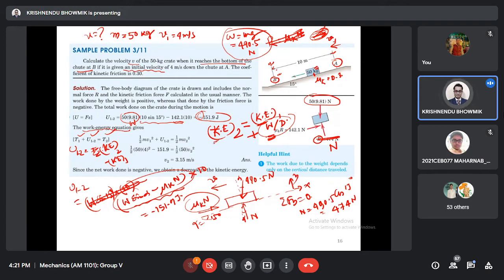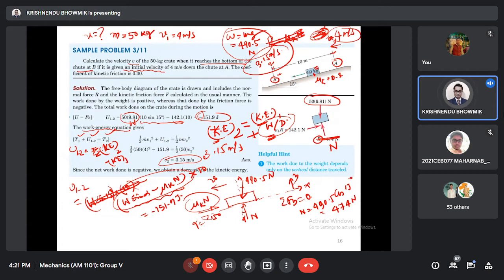Then you will get the final kinetic energy, and you can see the final velocity is 3.15 meter per second. Here it was 4 meter per second. Here it is 3.15 meter per second. By seeing these two values, somebody can get confused.